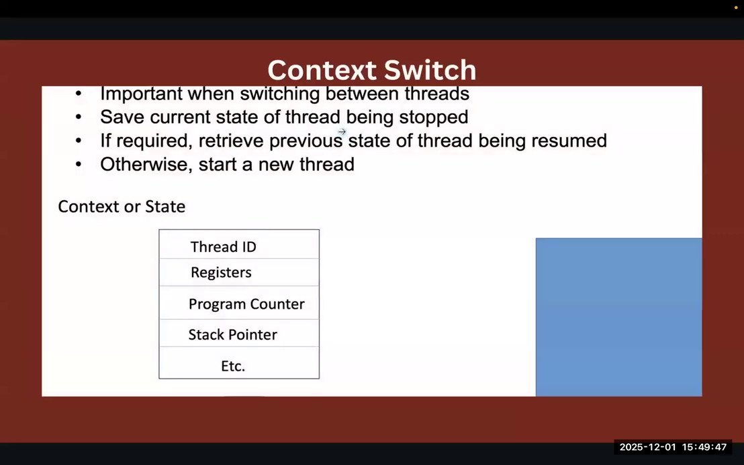Then we have context switch. It is important when switching between threads. What happens is it saves the current state of a thread after it is stopped. Then it moves on to the next thread. But if it needs data from the previous thread, then it resumes the thread by its thread ID, for example, gets the data from it, and then starts a new thread. That's what a context switch is.